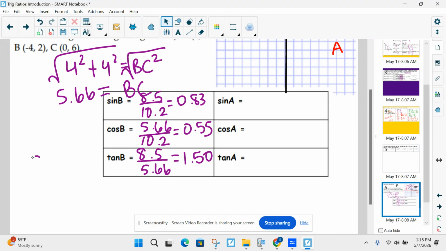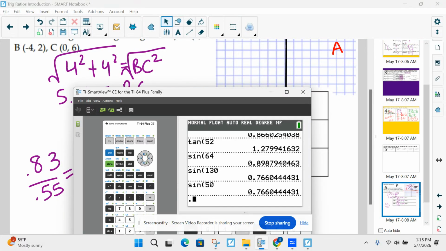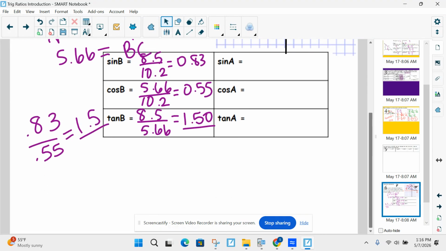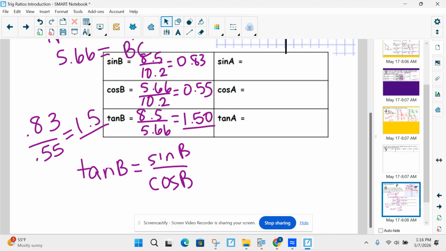Now I want you to do something. Divide 0.83 by 0.55 in your calculator. And let's notice something. 0.83 divided by 0.55 is also 1.5, which is the same as this. So we have an interesting formula here. The tangent of any angle is equal to the sine of the angle divided by the cosine of the angle. Because you're basically taking the opposite over adjacent. Since the hypotenuses are the same, they are going to cancel out. So that's one important formula that we have.